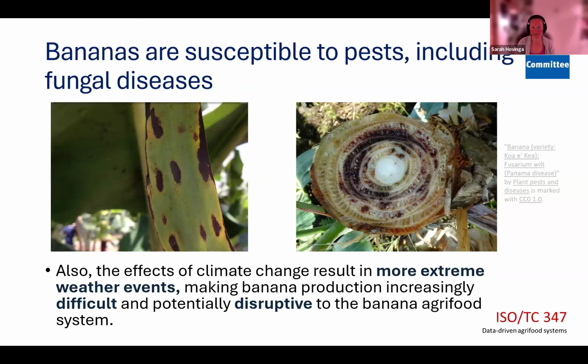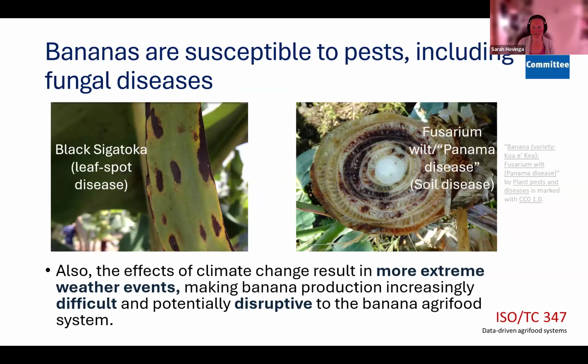However, it is susceptible to pests and fungal diseases. And just giving a couple examples here on the left, you see a leaf spot disease called black sigatoka. On the right, you see soil disease coming from fusarium, and the disease is called Panama disease, which infects the pseudostem.